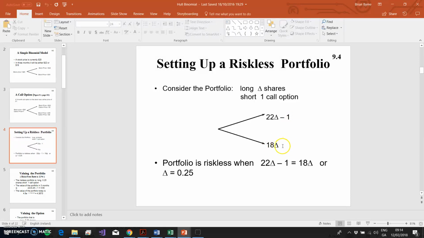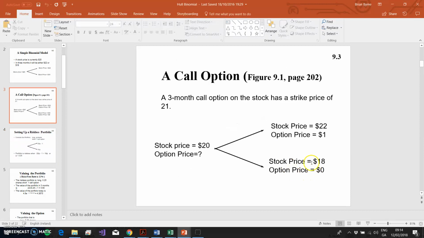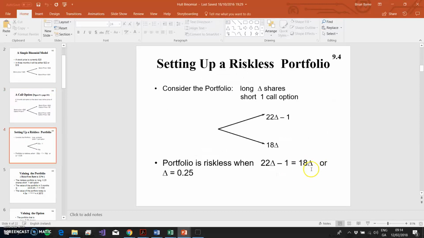Down here, in fact, we would have negative 0, because if the stock price goes to 18, the value of the call is 0. So 18 delta, and 22 delta minus 1. Under what circumstances are they riskless? If both outcomes are equal to each other, we can say we've removed the risk. Because there's only one unknown in this equality, we can solve for delta. If you bring the 18 delta over, and bring the minus 1 to this side, where it becomes positive, we would have 4 delta equal to 1. That would imply delta equal to 0.25.